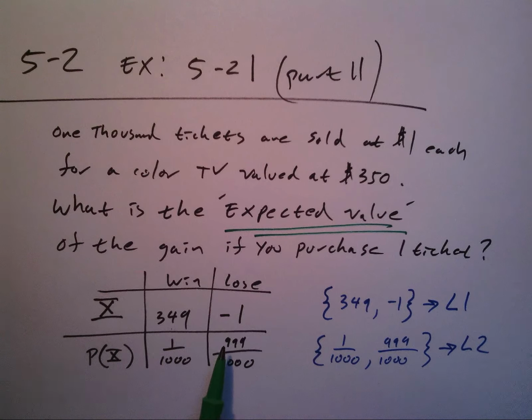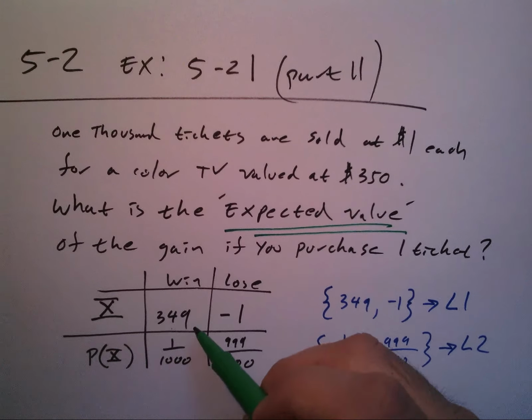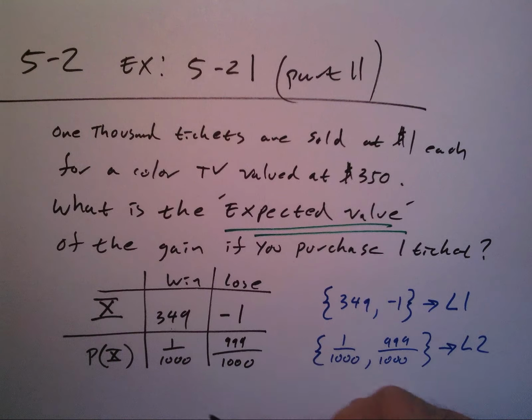Now I need the probability of each of those events, the relative frequency. So the probability of a win is 1 in 1,000. The probability of a loss is 999 in 1,000. So how do I figure out the mean when I have this? Well, I'm going to store it to L1 and L2 and let the calculator do it. I could multiply 349 times 1 over 1,000 and add it to -1 times 999 over 1,000. But I'm going to let the calculator do the work for me because I want to get used to using the calculator to do this for us.